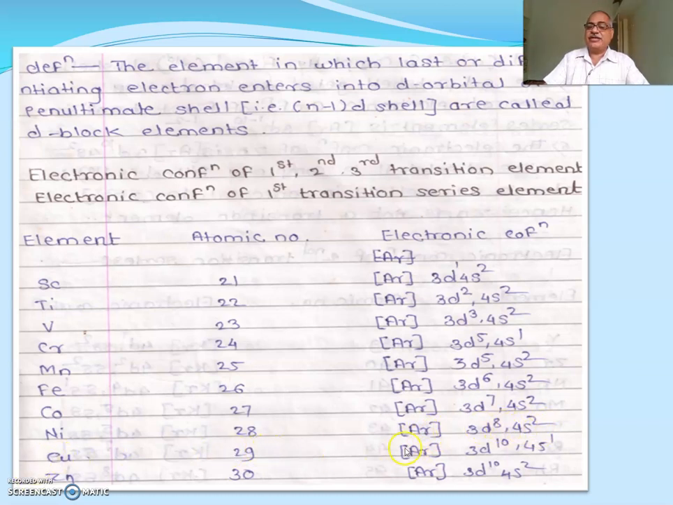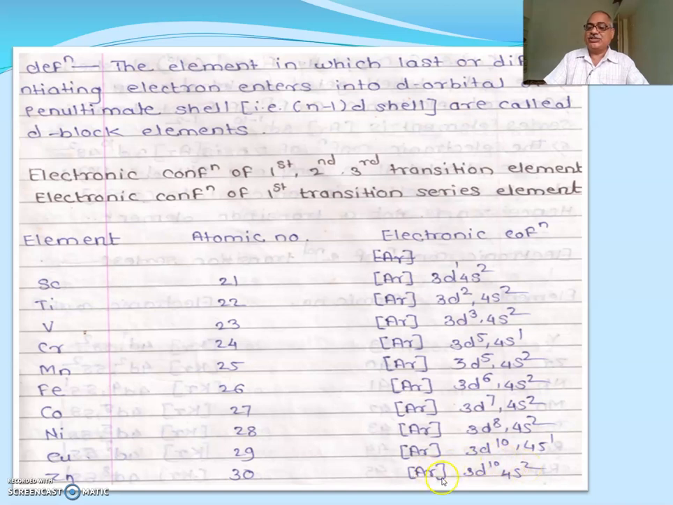Then copper 29 has the electronic configuration argon 3d10, 4s1. Here there is only one difference in the series. And then the last is zinc. In zinc, the D block is completely filled, and also the S block is completely filled. That is 3d10, 4s2.